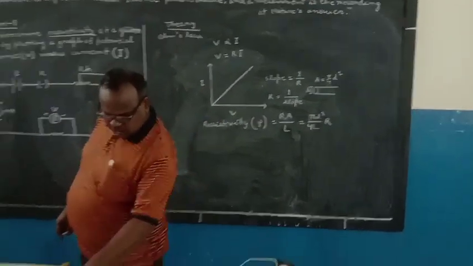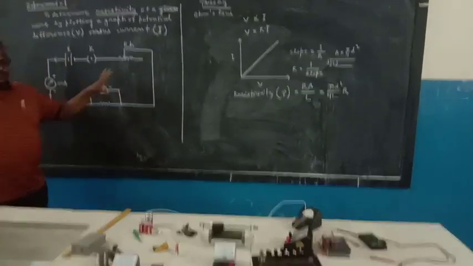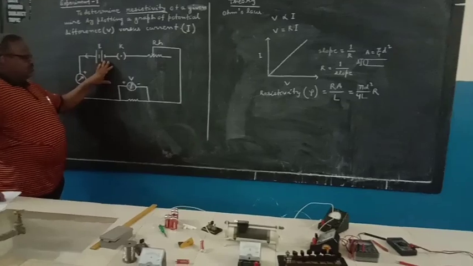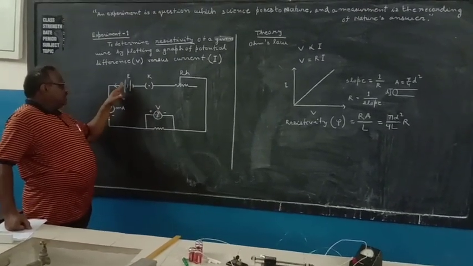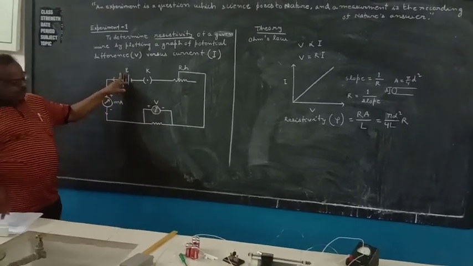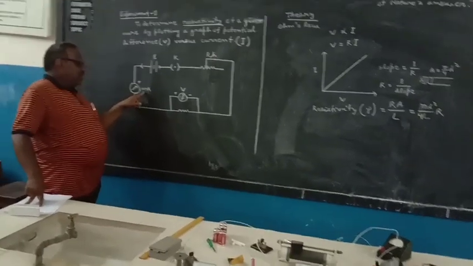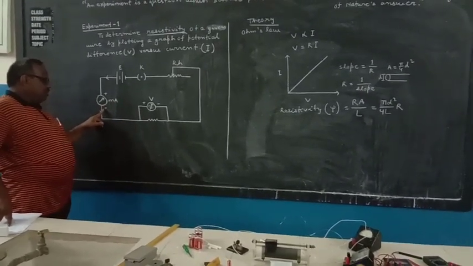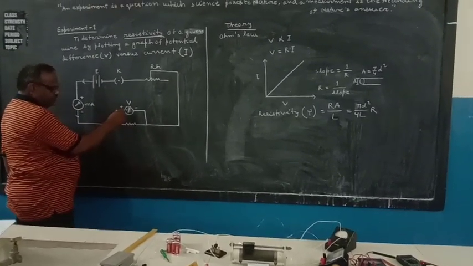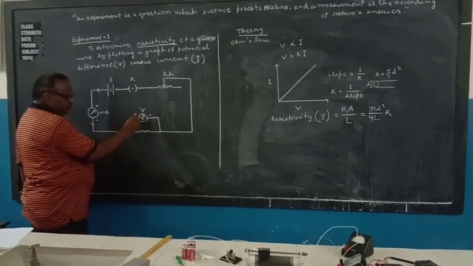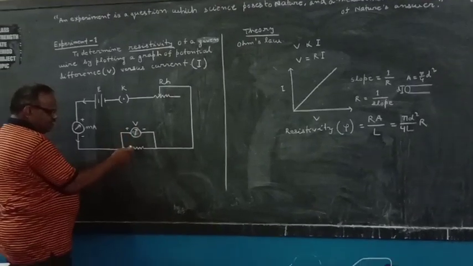So let us see how to connect them. For the connection, you see this is the circuit. Here you see this is the battery. This is the positive terminal. The positive terminal of this is connected to the positive of the ammeter. This is your ammeter. This is the negative terminal. Now at the negative of the ammeter, the resistance coil is also connected.